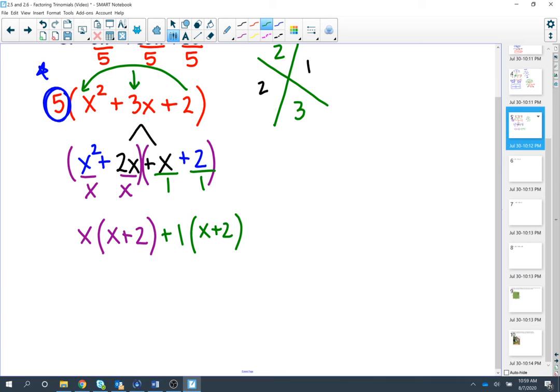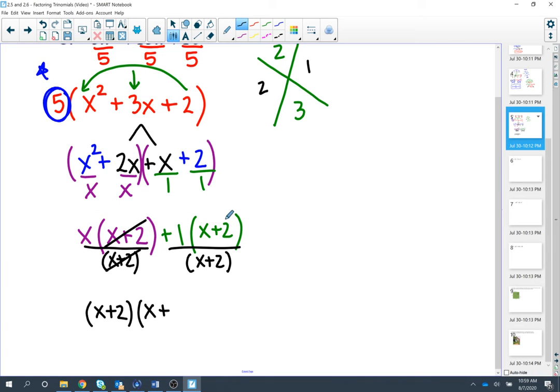X plus 2. Now again, check those parentheses. X plus 2, x plus 2. If they're not the same, we have a problem. But they are. So we're going to take out an x plus 2. Oh, sorry, I forgot. Record your x plus 2. And then tell me what's left over. The first set, I have an x. The second set, I have a 1. And again, that's your placeholder. You need it. And you're done.